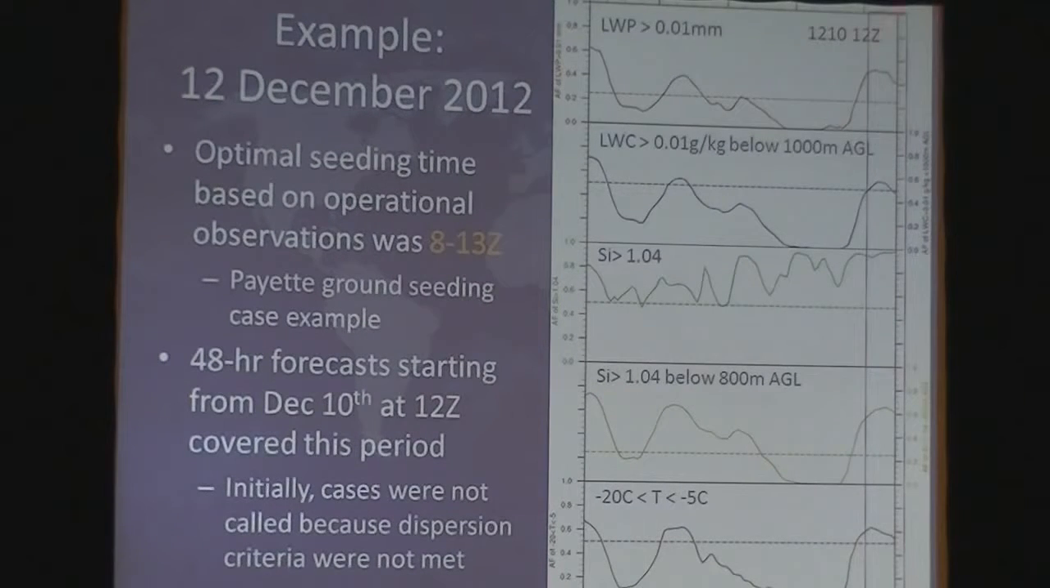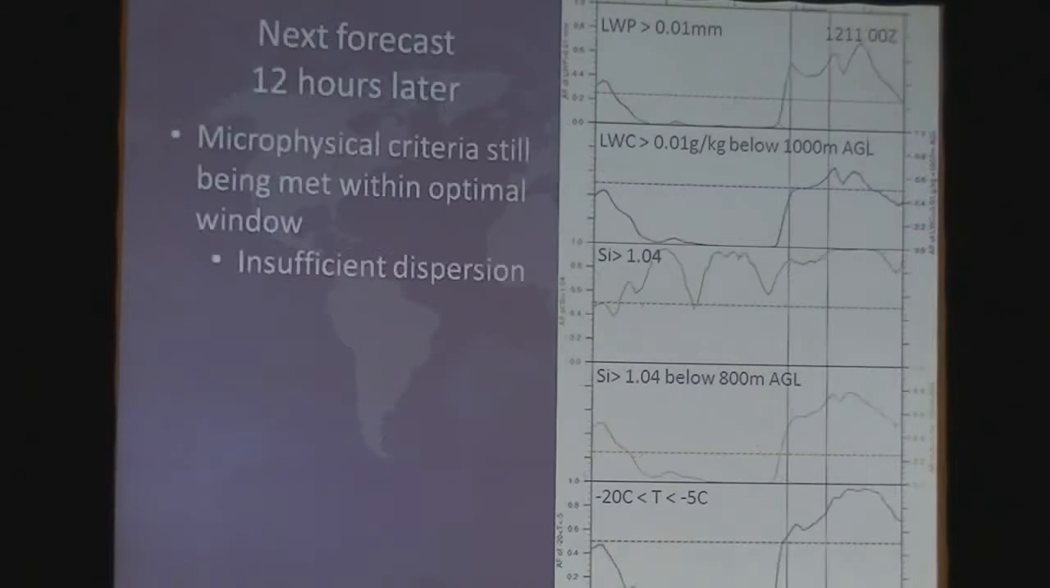But anyway, in this case you can see in this optimal time window, at 48-hour forecast, the model is doing a pretty good job of forecasting that all the microphysical criteria are being met. Now, if a case was being called, it would show up in here as a shaded gray area. The reason we haven't called a seeding case in the model for this particular period is the dispersion criteria wasn't met yet. But the model is doing a very good job 48 hours in advance of letting us know that the seeding criteria, microphysically, is looking pretty good.